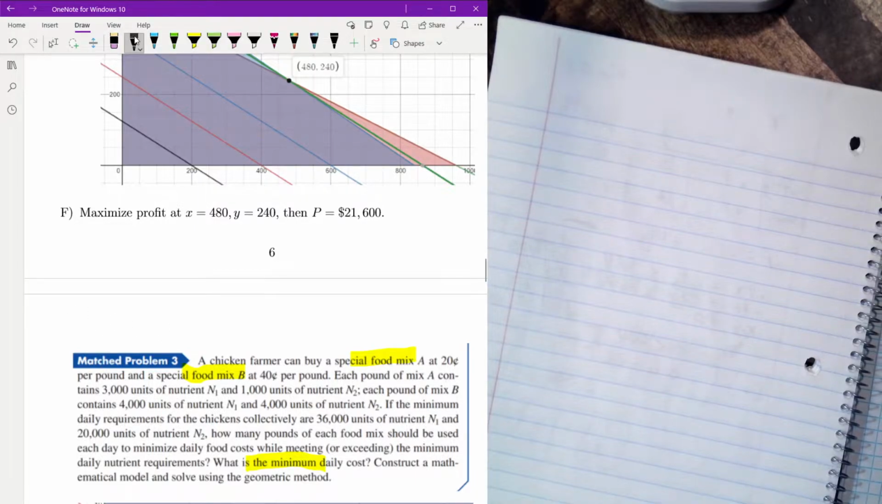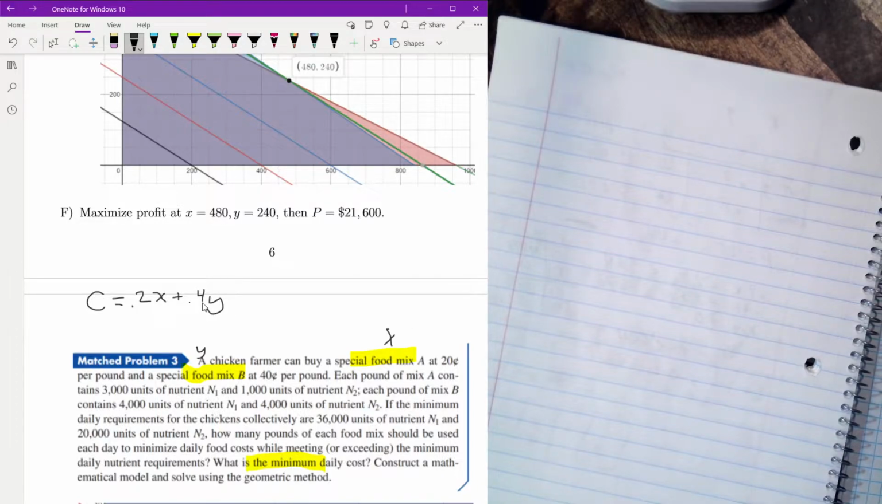I'm just setting it up real simple right now. So let's make this X and this Y. And then we're going to say our cost, which we want to minimize, is equal to 0.2x plus 0.4y.